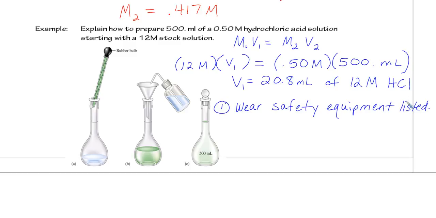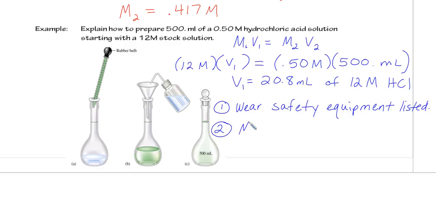Now, especially since this is a concentrated acid, I would highly recommend wearing goggles, gloves. I mean, if they list an apron, put the apron. I don't always wear the apron or a lab coat or whatever. But any safety equipment listed, put that on first. There's my first step.